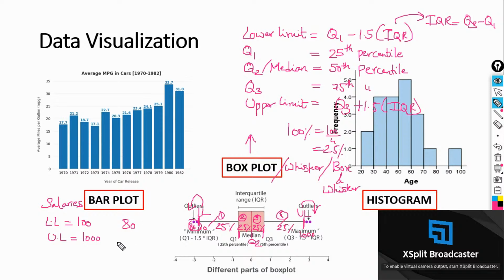For example, let me take my CEO who is getting paid 2000 rupees. He might lie somewhere here. So this is my CEO. Is he an outlier in this case? Yes. He is also an outlier. But are we both lying in the same direction? No. I am towards the lower limit side and the CEO is towards the upper limit side. So that makes the difference, friends.